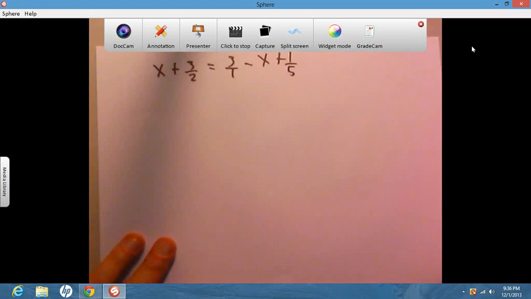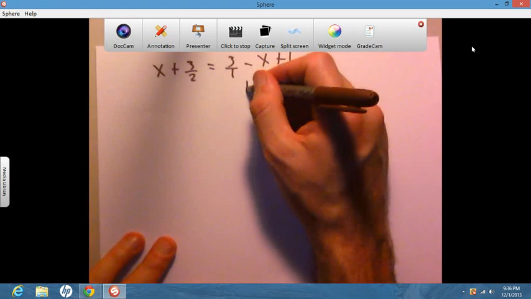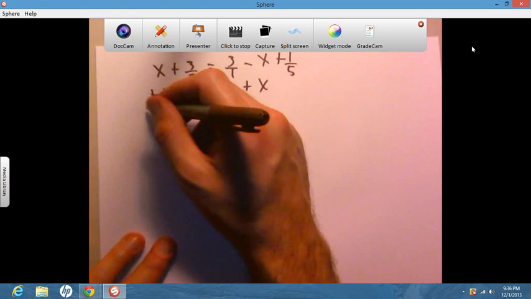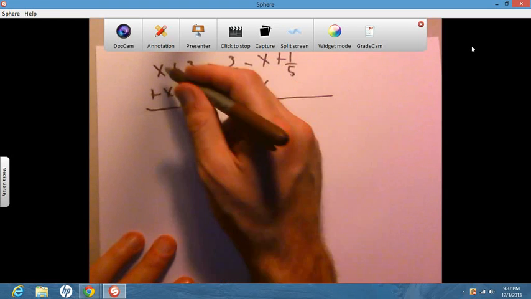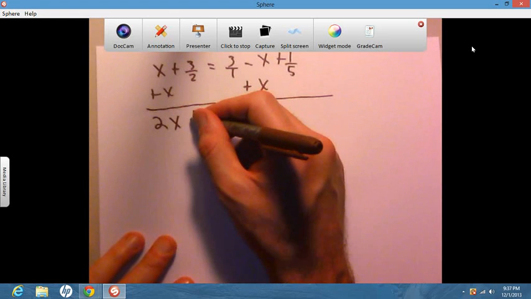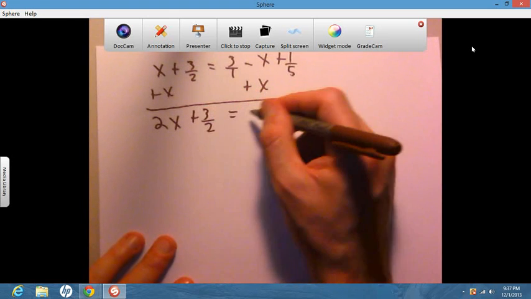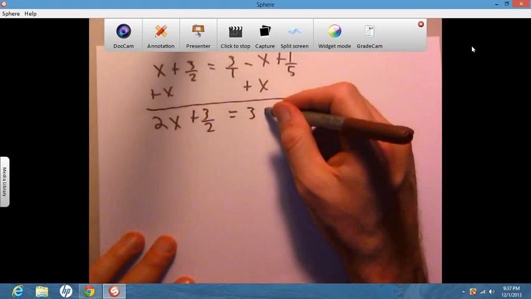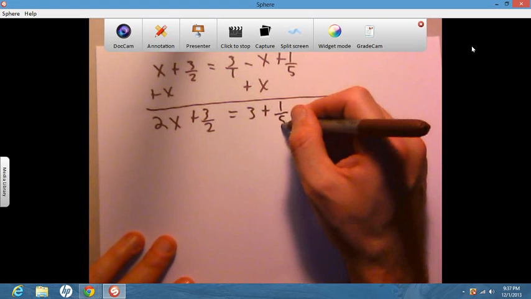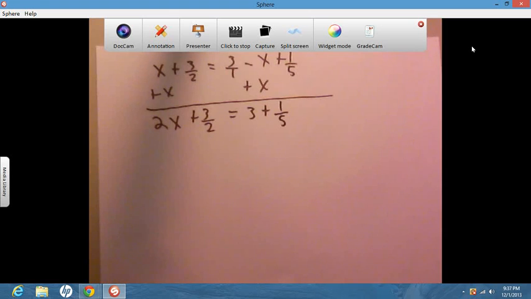Well, we can add x to both sides right off the bat, no harm there. And these x's cancel, and x plus x is 2x. We have 2x plus 3 halves is equal to 3. Negative x and x cancel to give me 0, so it's 3 plus 1 over 5. Okay, so the next thing we do is we're going to simplify 3 plus 1/5.